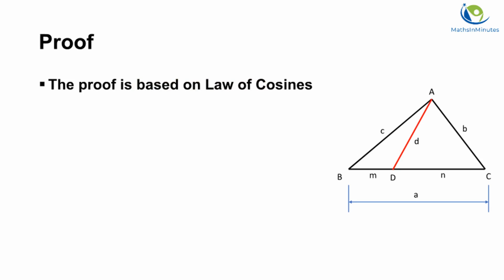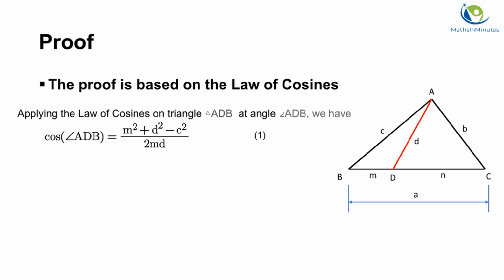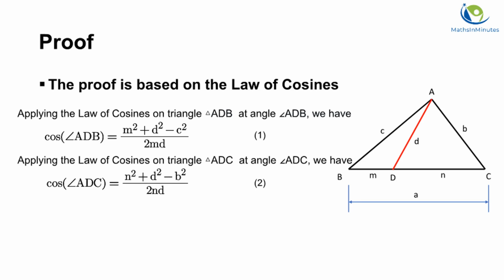We can prove Stewart's theorem using the law of cosines. By applying the law of cosines on triangle ADB at angle ADB, we get equation 1. Similarly, by applying the law of cosines on triangle ADC at angle ADC, we get equation 2. Since angle ADB and angle ADC sum to 180 degrees, cosine ADB equals negative cosine ADC.